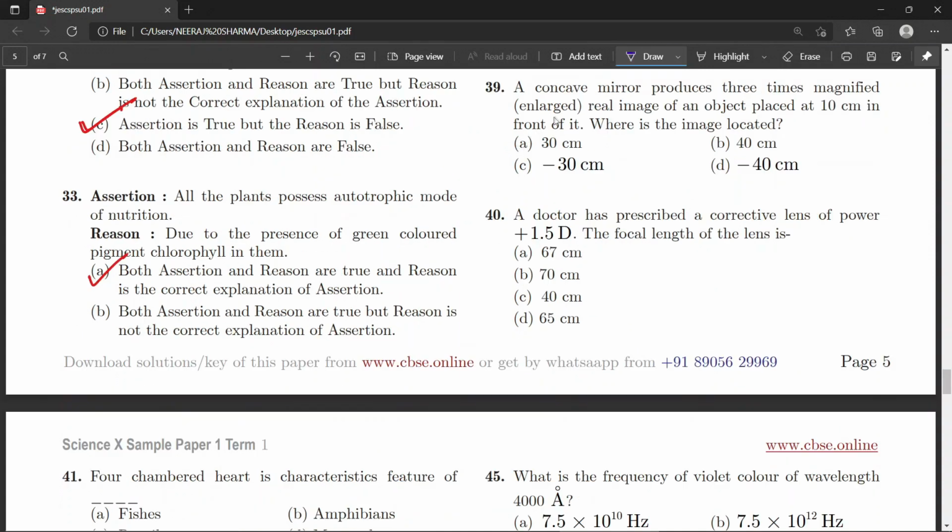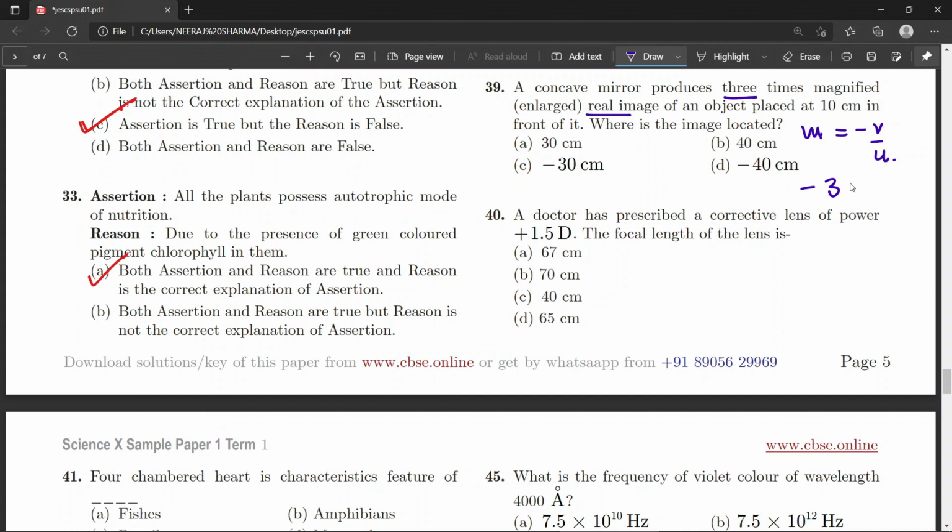Now, here are some physics questions for you all. Question number 39 says, a concave mirror produces a 3 times magnified, enlarged, real image of an object placed at 10 centimeters in front of it. Where is the image located? So we are going to use the formula of magnification, which is m equals minus v by u. u is given to you, m is given to you, right? So m is going to be minus 3. Why minus 3 is because the magnification is 3 times. Why minus is because it is a real image. As you know, it is going to be minus, right?